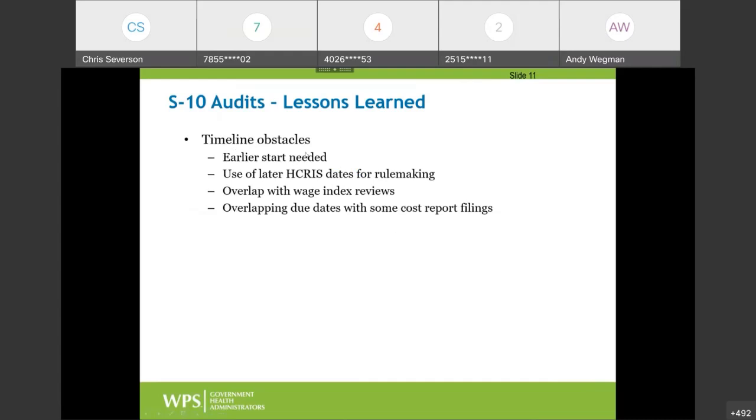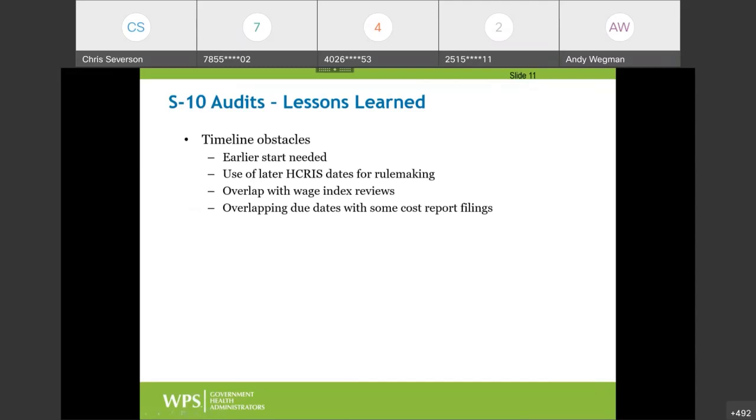And some timeline obstacles. You know, these have gotten better over time. First of all, one of the things we talked about was that 12/31 is a drop-dead date at this point. The end of the calendar year is when CMS needs the data so they can begin their analysis for the proposed rule. So that's pretty much locked in.